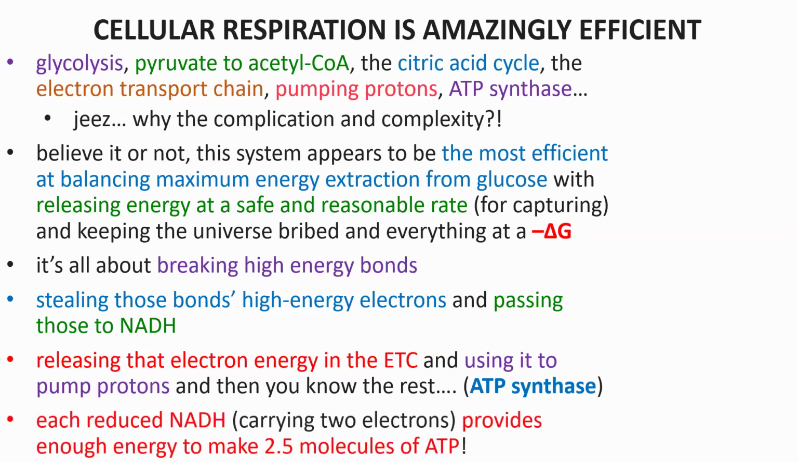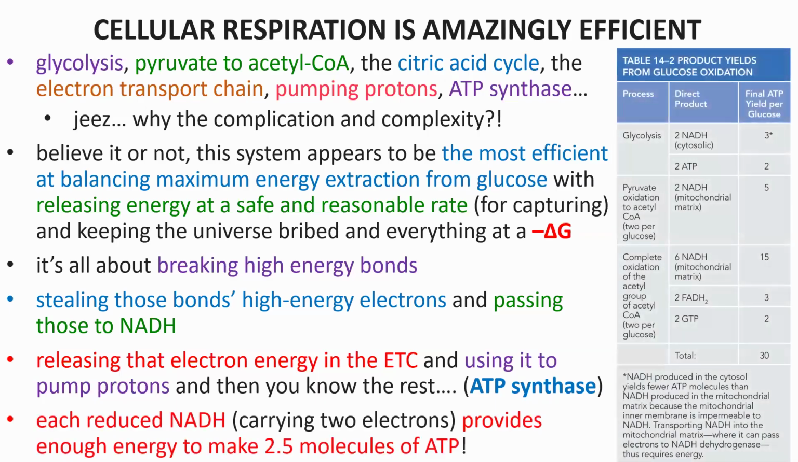In fact, the amount of energy is quite substantial. Each reduced NADH carrying the 2 electrons that it robbed from glucose, the 2 electrons from either glycolysis or the citric acid cycle, provides enough energy to make 2.5 molecules of ATP. So essentially, each electron robbed has a little bit more than 1 ATP's worth of energy in it. This table, table 14.2 from your textbook, shows the breakdown of cellular respiration through the context of ATP production.